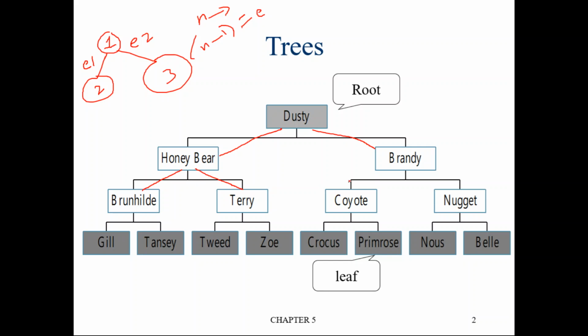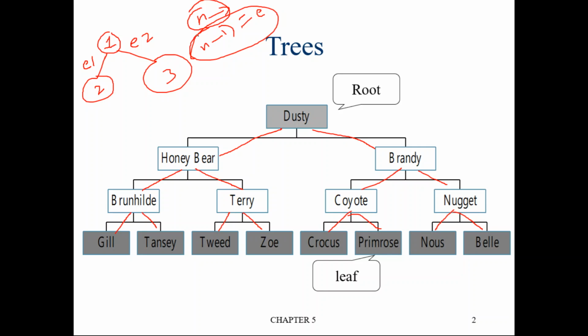This is another edge. Similarly, this is another edge, and this is another edge. And these are the two edges for CO, and these are the two edges for nut. Now if you count, we already counted the number of nodes, 15. Now you count the edges: 1, 2, 3, 4, 5, 6, 7, 8, 9, 10, 11, 12, 13, 14. So if there are n nodes in a tree, then there will be exactly n minus 1 edges.